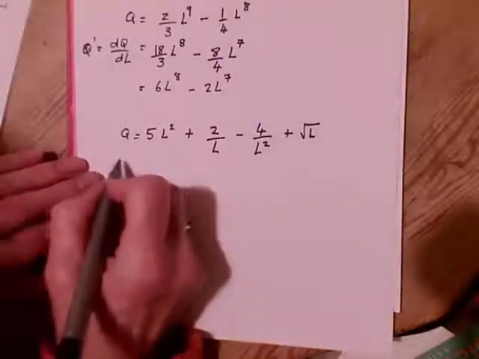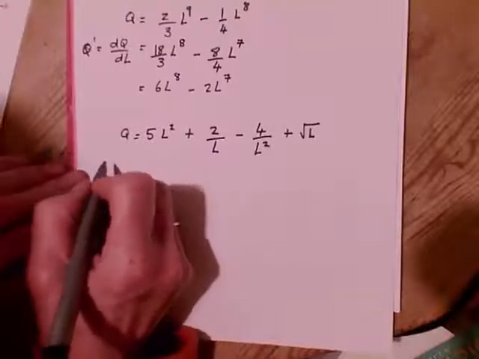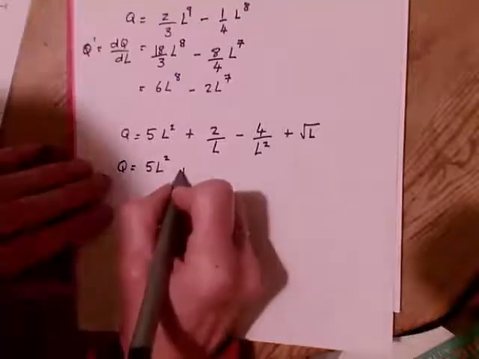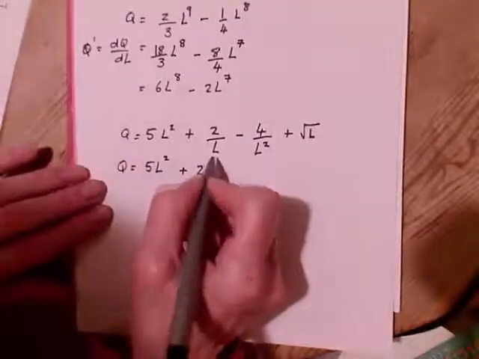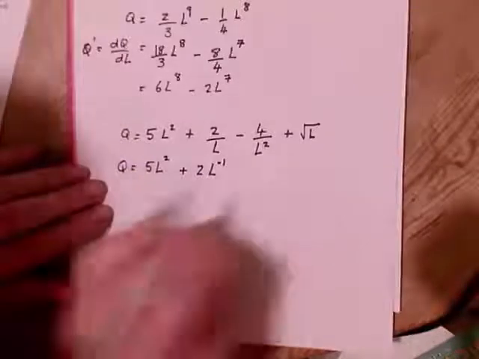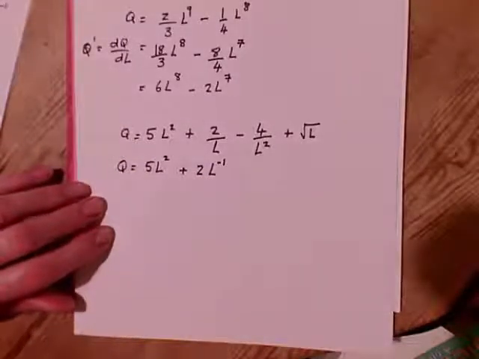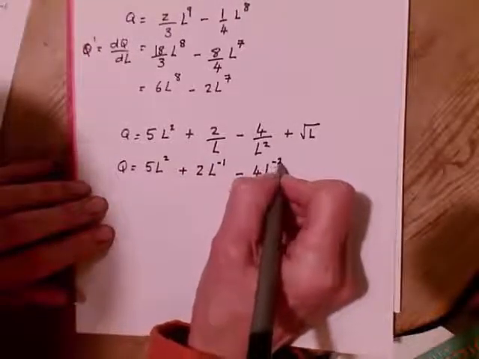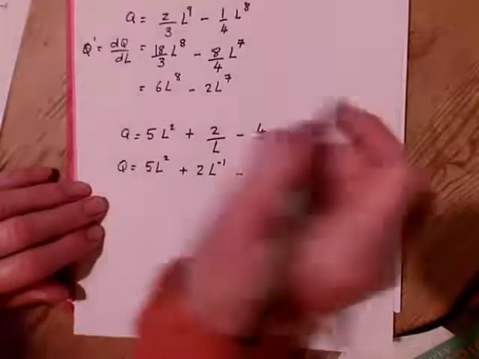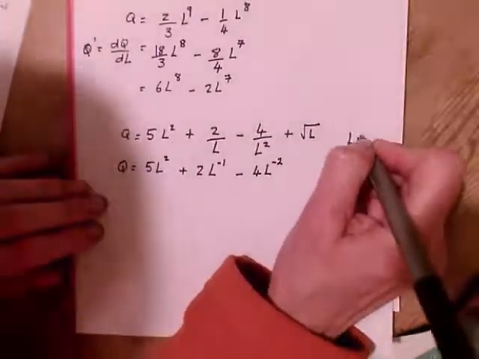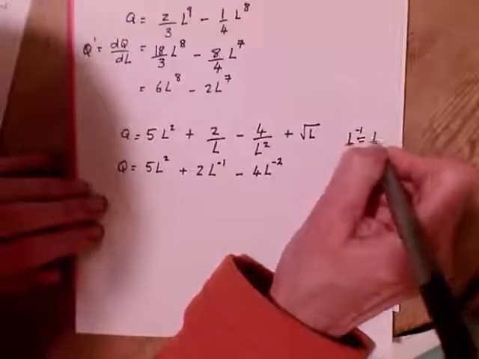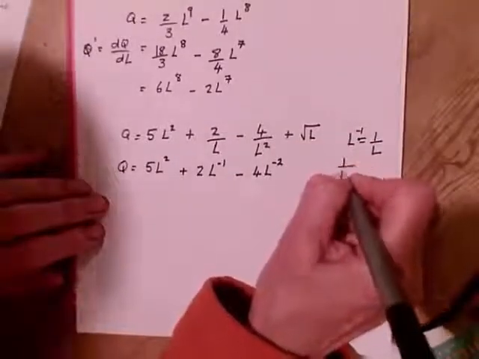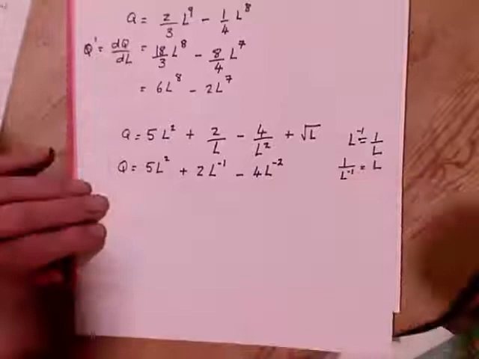So this is where our knowledge of powers or indices comes in. So I'm going to rewrite Q, 5L squared doesn't need to be changed, but we have an L on the bottom. We can bring it to the top, but we have to make its index or its power negative. We can bring L squared to the top, but we need to make its power negative. We need to remember, therefore, that L to the minus 1 is equal to 1 over L, or 1 over L to the minus 1 is equal to L.